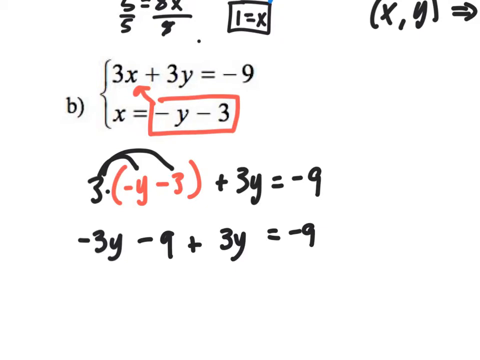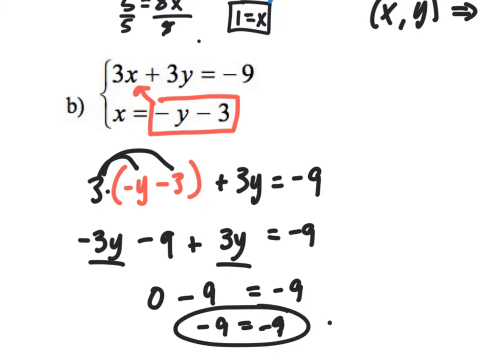Now here's where it gets a little weird. I have negative 3y plus 3y on the same side of the equal sign. The equal sign's over here. When I want to combine my like terms here, so negative 3y and positive 3y, those are going to add to 0. Those are going to cancel out. So then I have 0 minus 9 is equal to negative 9. So I get negative 9 is equal to negative 9. Now what I know about this, negative 9 is equal to negative 9. This statement here is true.